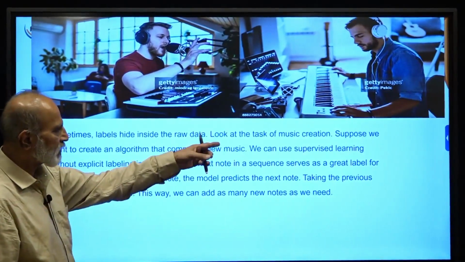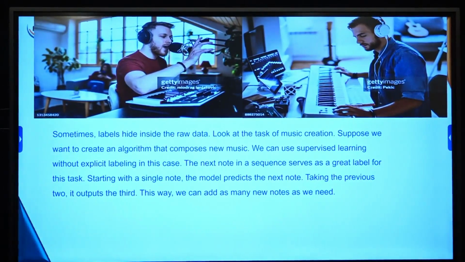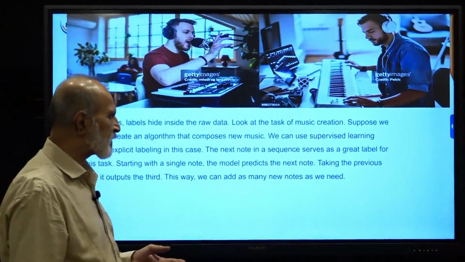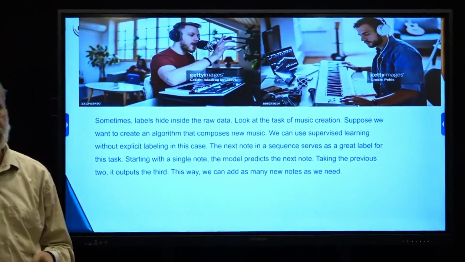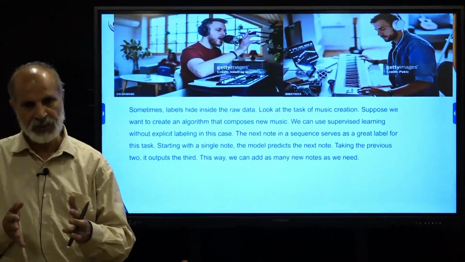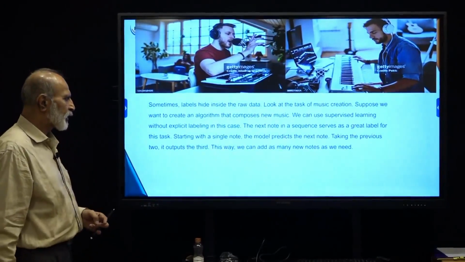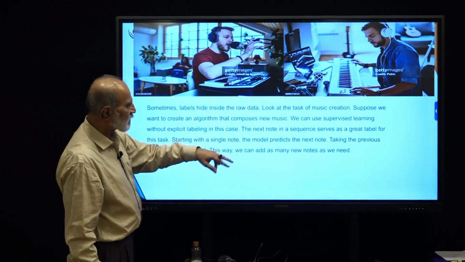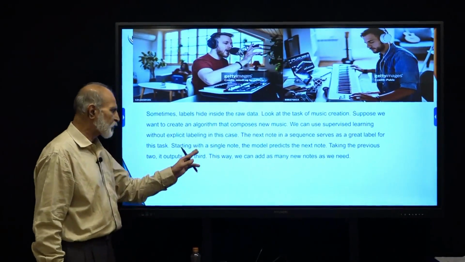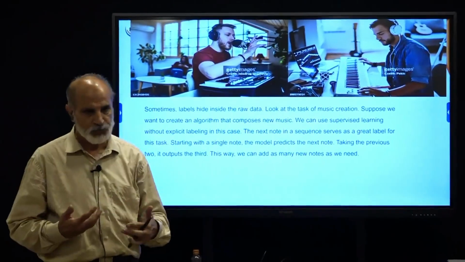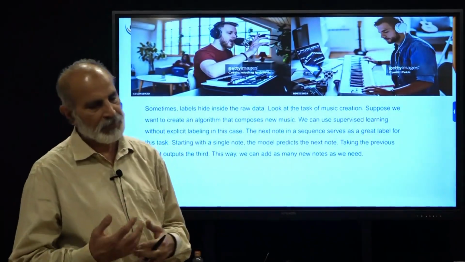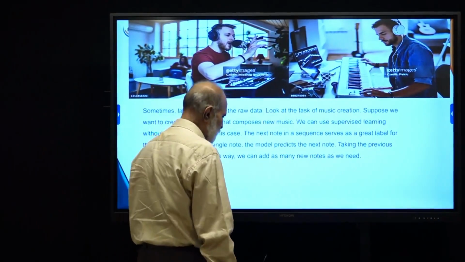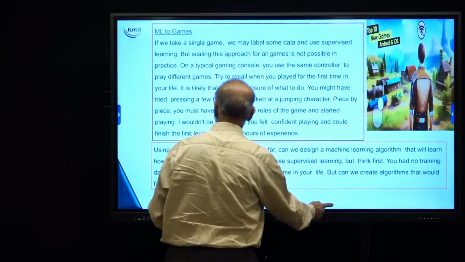Look at the task of creating music. Suppose we want to create an algorithm that composes new music. This is what our film industry does. They listen to some of the old songs and try to reinvent the whole music. True. So we can use supervised learning without explicit labeling in this case. The next note in the sequence comes as a great label for the task. So starting from a single note, I can design a new music. Now this is a very good application of machine learning and deep learning algorithms in data science. So generating new music is a wonderful job.